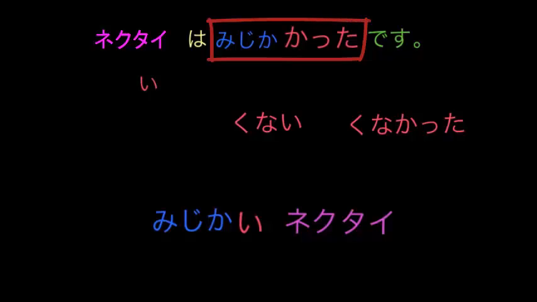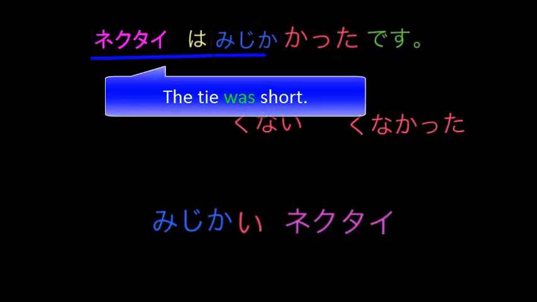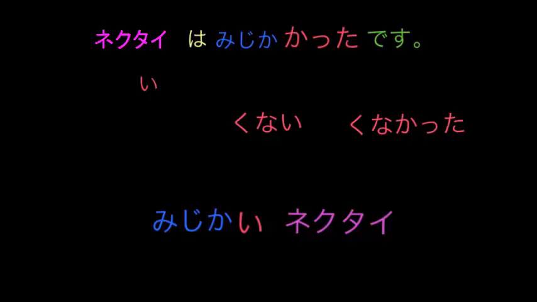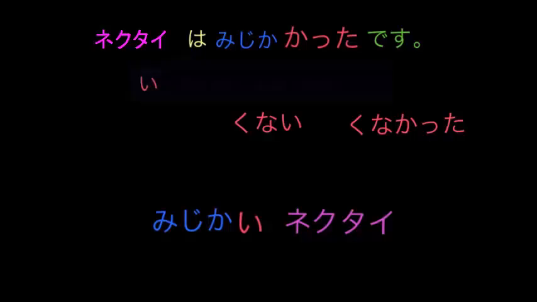Let's read the whole sentence. Necktie wa mijikakatta desu. The tie was short, or to say it the Japanesey way, that would be the tie was short. Now what about if we want to say the tie is not short?